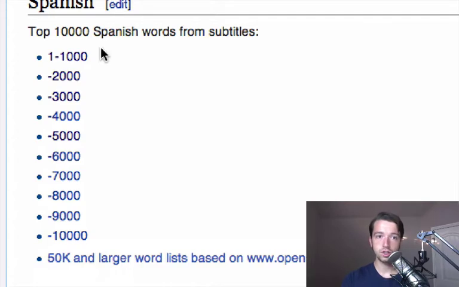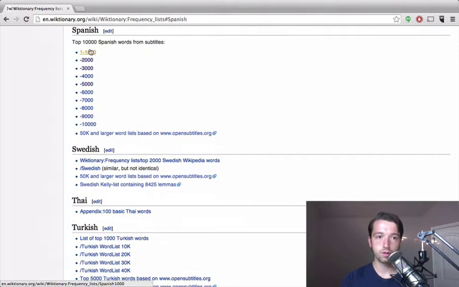So this isn't just somebody's speculation as to what's the most frequent vocabulary. This is real. This is compiled data. They took the subtitles from Spanish films and showed what's actually the most frequent. Now it's divided into thousands, which is a little inconvenient, but let's just go to the first one.